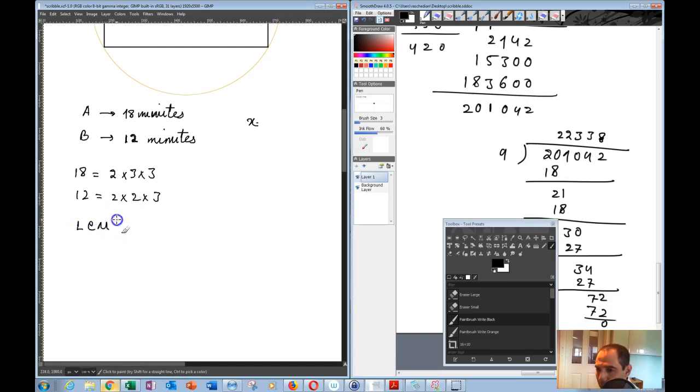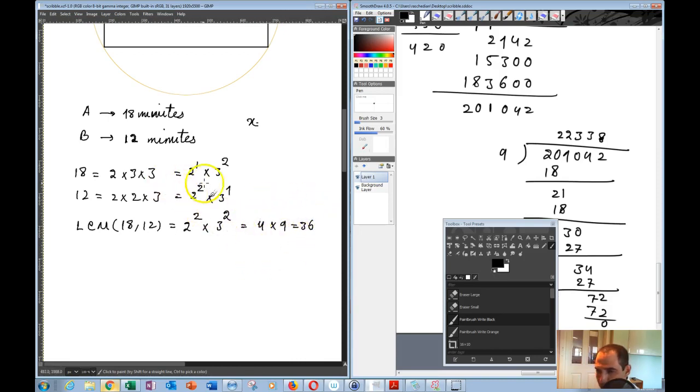Now the LCM of 18 and 12 uses the greatest powers of the prime factors. The prime factors here are 2 squared times 3 raised to the power 1, and 2 raised to the power 1 times 3 raised to the power 2. The greatest power of the prime factor 2 is 2, so that's 2 squared, times the greatest power of 3, which is 3 squared. So that's 4 times 9, which is equal to 36.